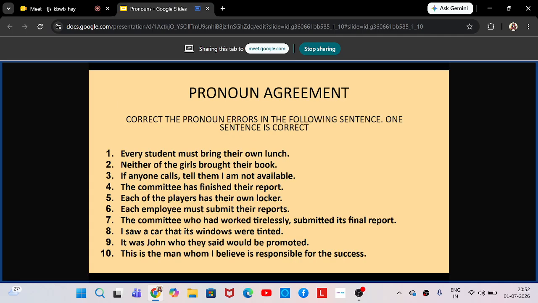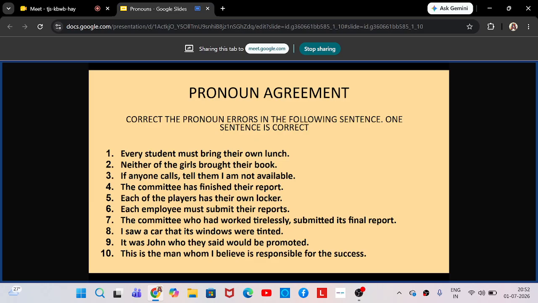Now this is actually about subject verb agreement. Pronoun agreement, for now, you have not got into that subject verb agreement, as they say. So you can see that 10 questions are there. I will just explain how you have to change it correctly, because if I ask this question now, you may not be able to do it. So I will go through these sentences first. The activity is: correct the pronoun errors in the following sentences, and one sentence is correct. Out of 10, one is correct. We will see which one is correct.